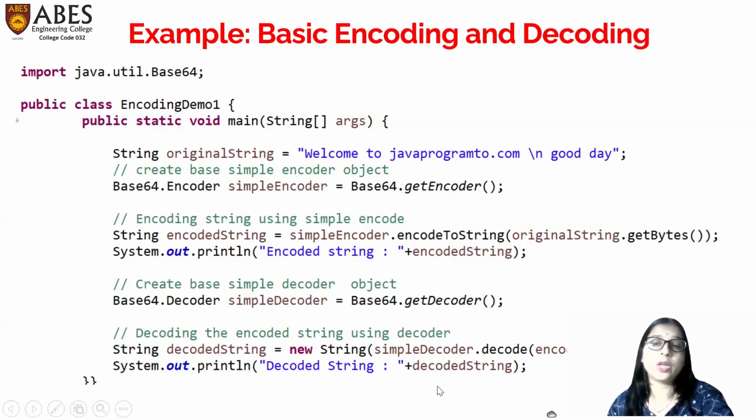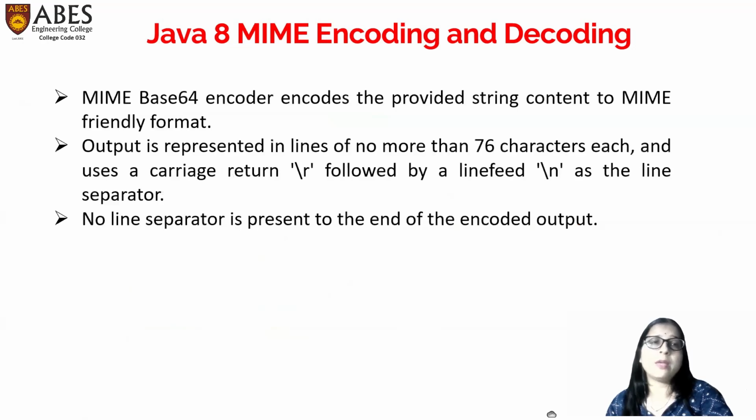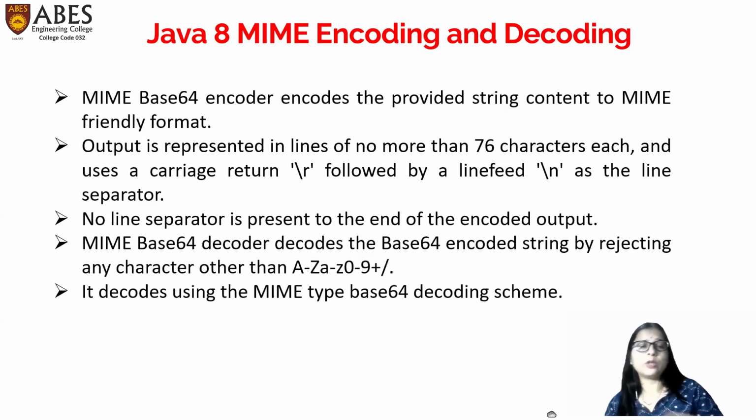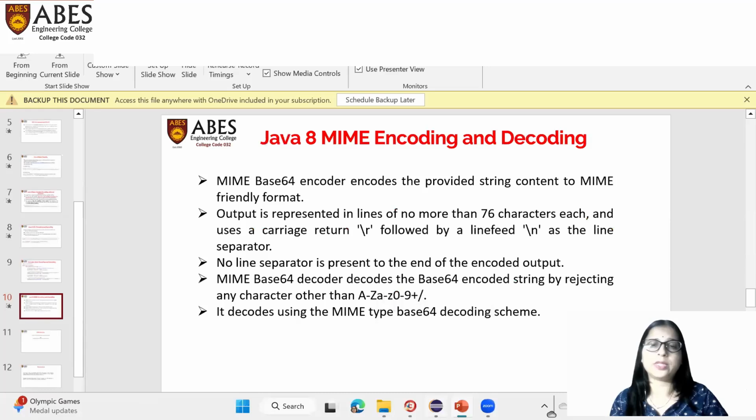Now, Java MIME encoding. MIME is a Base64 encoder that encodes the provided string content to a MIME-friendly format. I'll show you an example. What it means is that while it is being encoded, it keeps a fixed number of characters in each line. So I'll go back to the Eclipse environment and show you one example of how it is done.